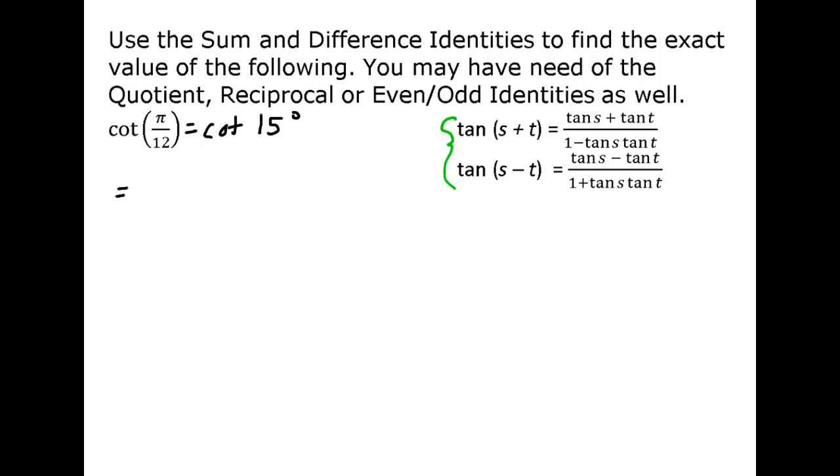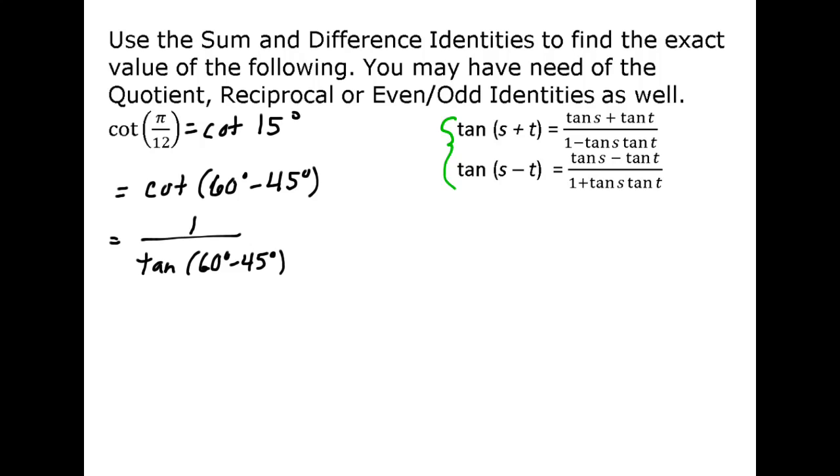60 degrees minus 45 degrees. So we find two angles whose measurements we know and write the 15 degrees as the sum or difference of those angles. And there's a couple ways you can do that. I just picked 60 degrees and 45 degrees, but there's other ways. So this is the same as 1 over tangent of 60 degrees minus 45 degrees.